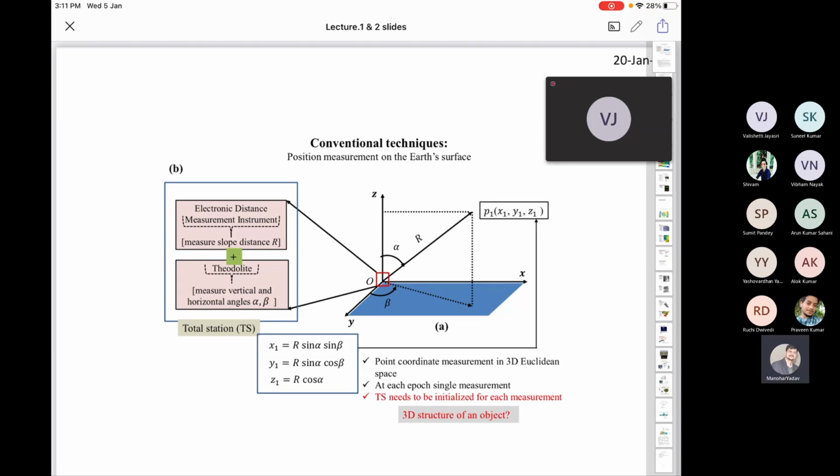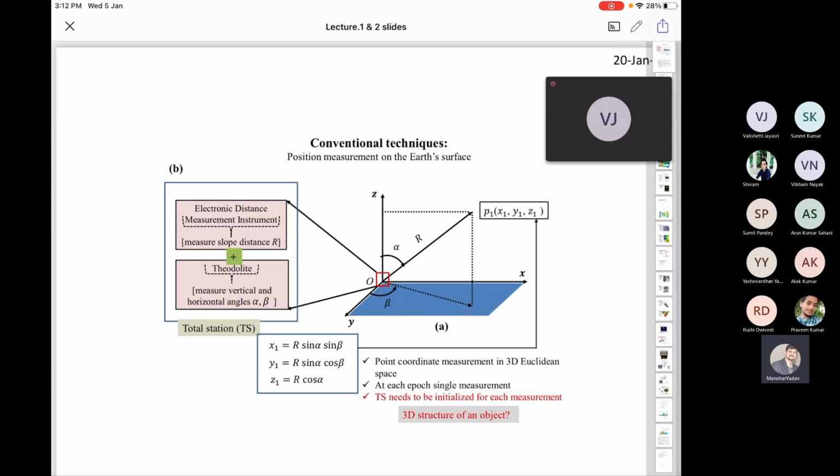I think you have already used the total station. Total station based virtual experiment, I think you have done in the previous semester. So the working of the total station is combined with the working of EDMI and theodolite. EDMI is the electronic instrument that is used to calculate the distance between two points.